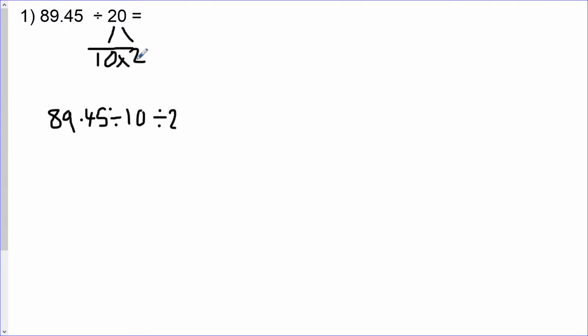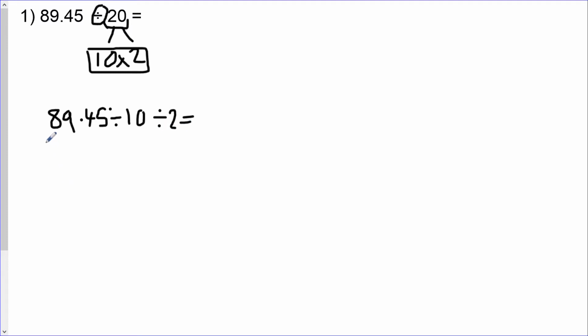Now, it's important to make sure you're aware here, yes, 20 is made of 10 times 2, but remember, today we are dividing by this 20, we are not timesing. So, if we want to divide by 20, first we have to divide by 10 and divide by 2. If we divided by 10 and then times by 2, instead we would just be dividing by 5. Okay, so it's really important to remember that because we are dividing here, when we rewrite our sum, we are writing 89.45 divided by 10 divided by 2.